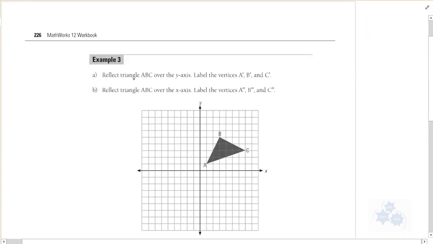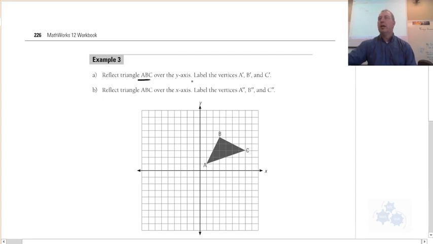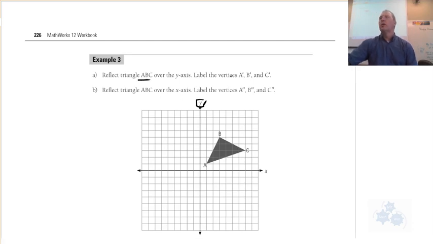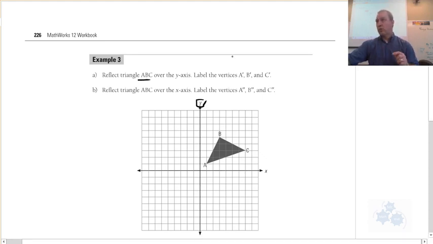Okay, so example 3 says reflect this triangle ABC in the y-axis. Okay? The y-axis is the one that's vertical, right? So here's the y, right here. So you do not have to draw the entire shape. Boys, listen back there. We don't have to draw the entire shape all at once, okay? What you want to do is piece together each individual point and then connect the points. That's going to be the easiest.